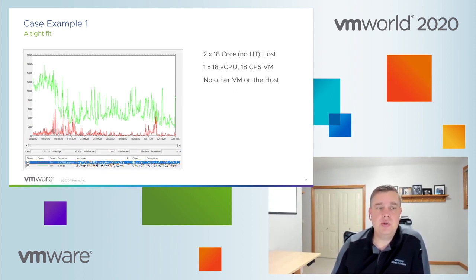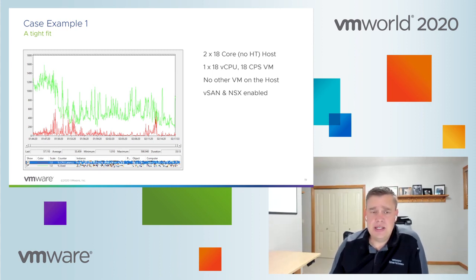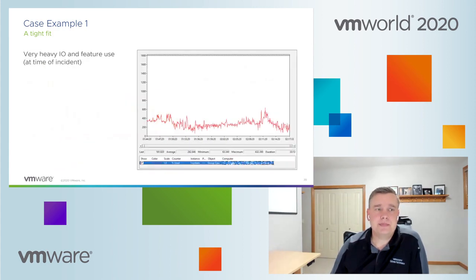Especially when we see used of this at not quite the capacity that the VM is configured for. We wouldn't expect to see that. Another interesting detail is the fact that we're using vSAN and NSX, right? So we have some software-defined overlays on this host as well. So let's peel back the layer and find out why this is occurring.